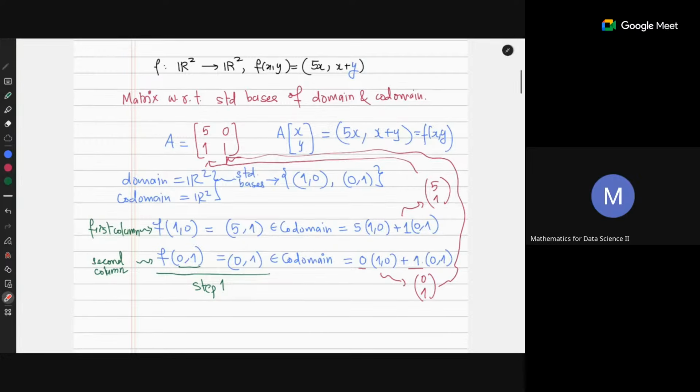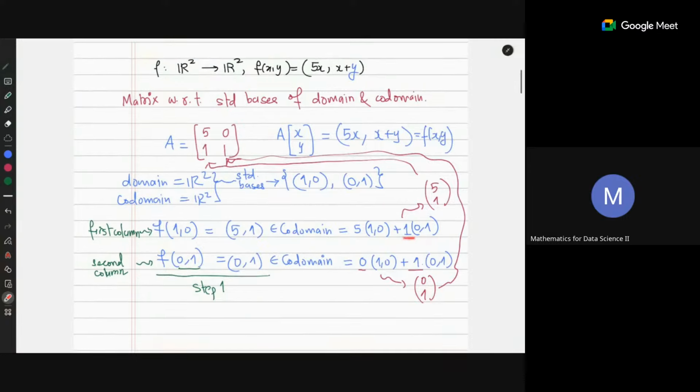Which entry will be the 5, whether 5 will come first or 1 will come first. How do we decide that? For that, you need to fix an order again on the basis of codomain. So that is where I fix an order on the basis of codomain. That 1, 0, 0, 1 is the basis of codomain, and the coefficient of 1, 0 will be the first entry in the column. Coefficient of 0, 1 will be the second entry of the column.